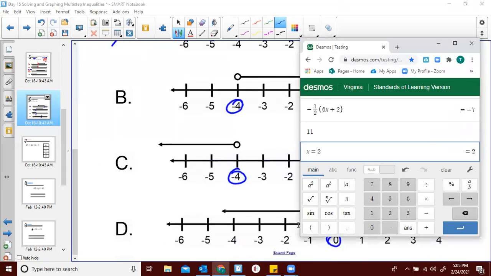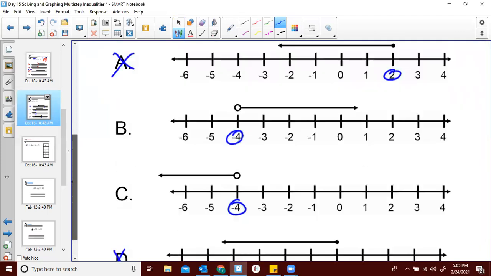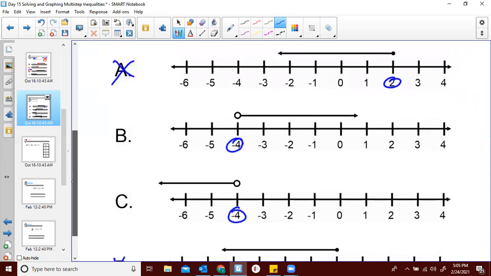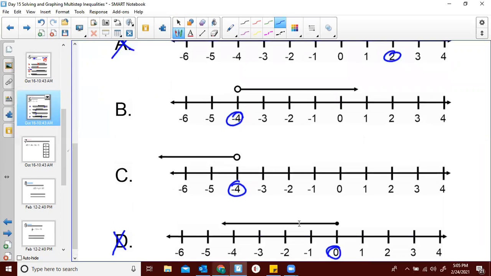All right, let's try -4. And I get 11 and 11. So these -4s are going to be good. Then we try 0, I get -1 and 11. So D's out as well. All right, and that's not even really thinking. So we know something's going on at -4, but what is going on at -4?